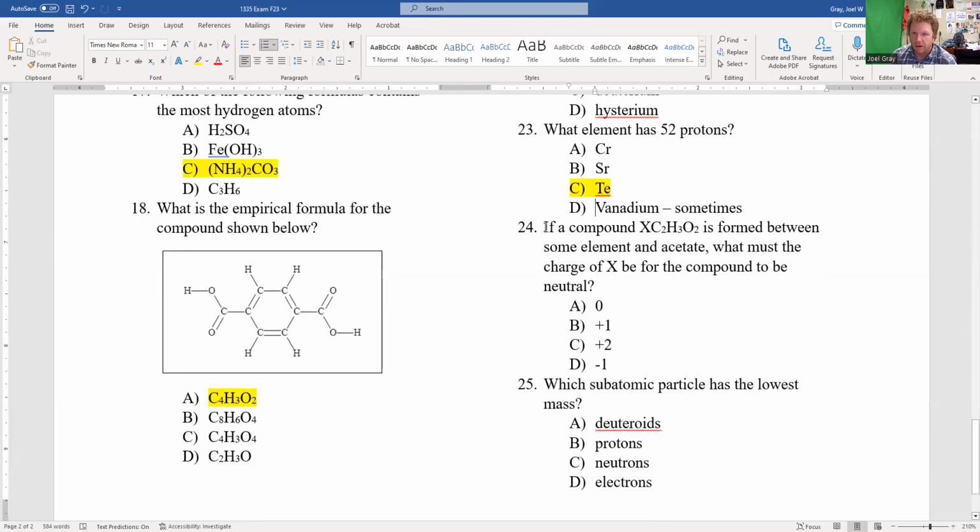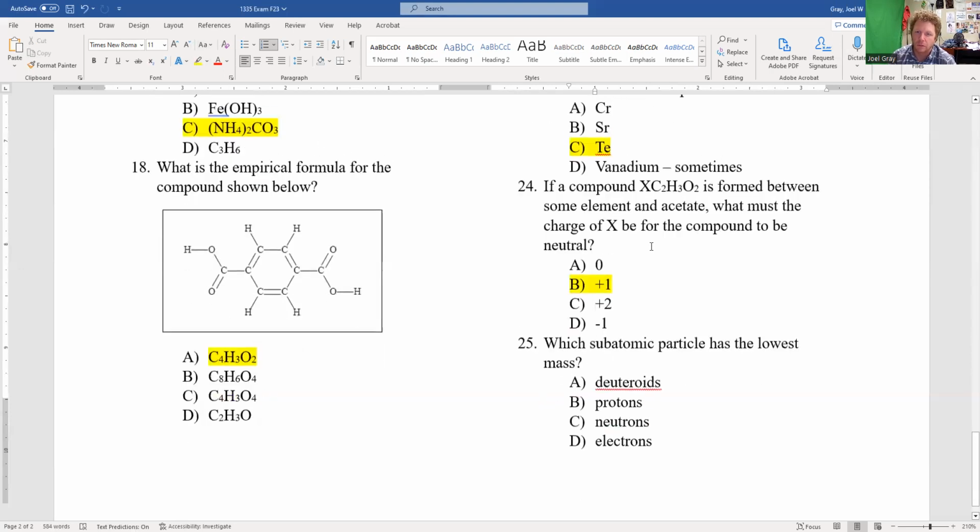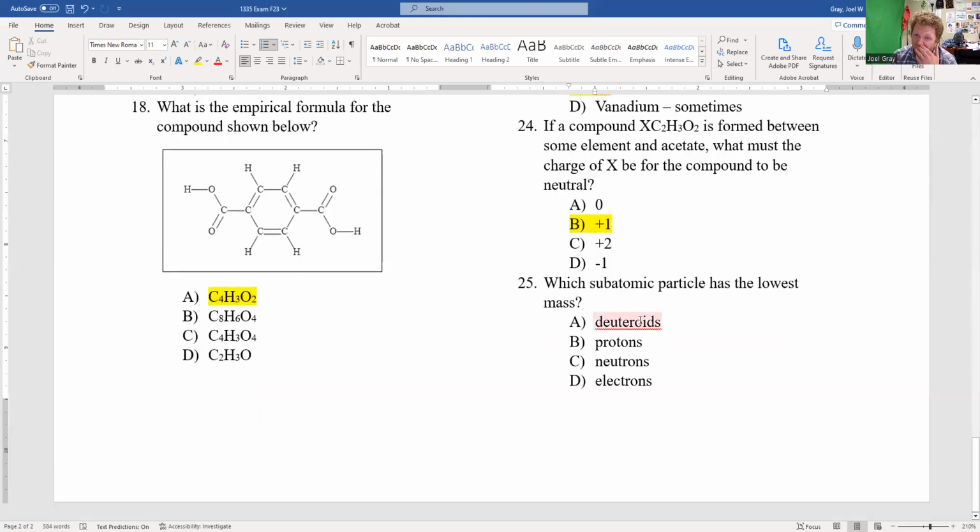Number 24, if a compound XC2H3O2 is formed between some element and acetate, what must the charge of X be for the compound to be neutral? Now, to answer this question correctly, you have to know that acetate has a charge of -1. Notice how there's no subscript for X, therefore the correct answer is +1 for X. There's only one of them present.